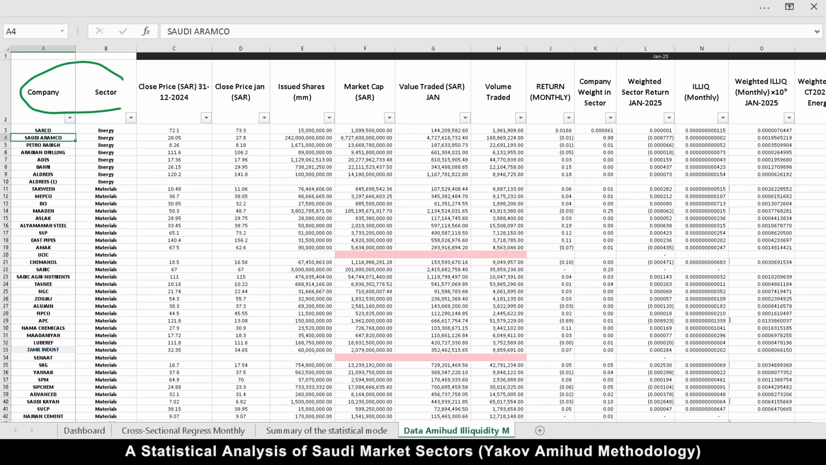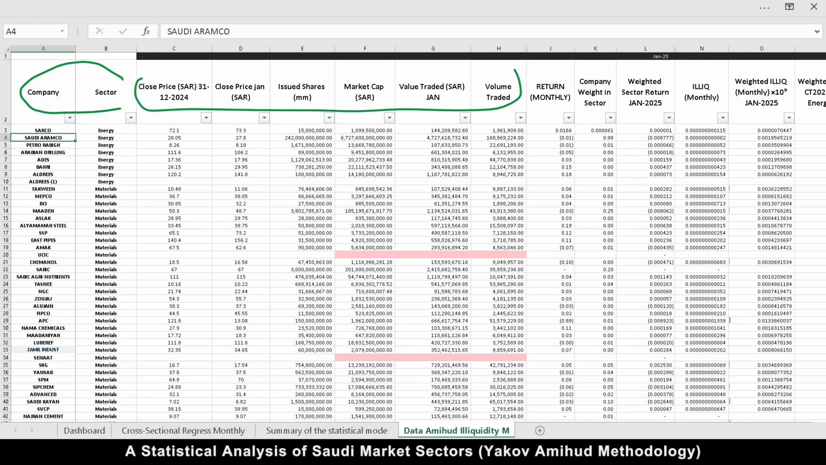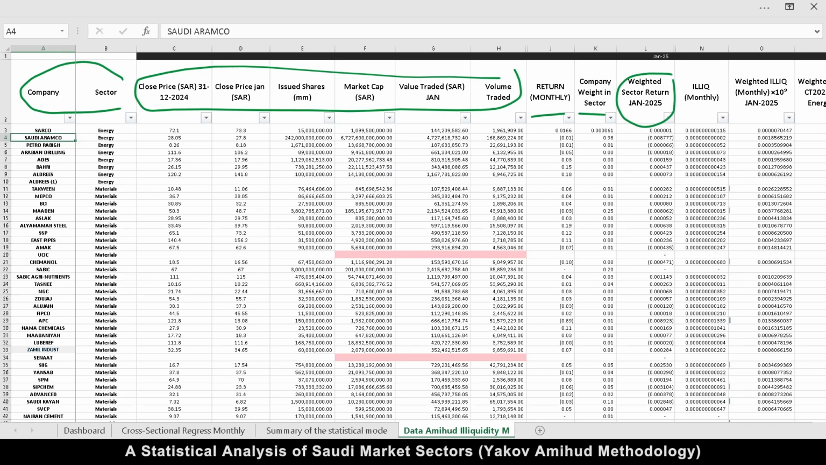Step number one, I collected all the recorded data in Excel for every listed company across all sectors. First, I calculated the monthly return for each company, then I converted company-level returns into sector-level returns. Through that, I calculated the relative weight of each company within its sector. Based on that, I calculated the weighted return of each company. Then I summed the weighted returns for all companies in each sector to obtain the total sector return.